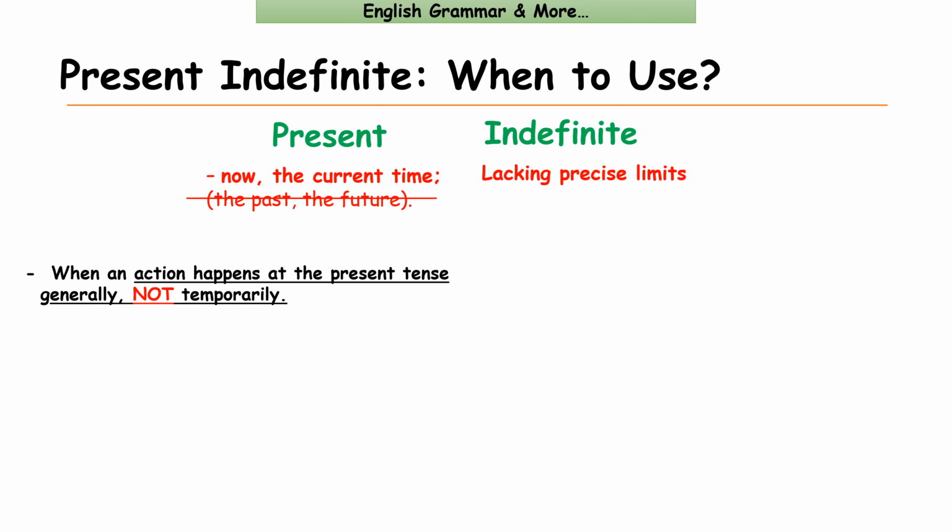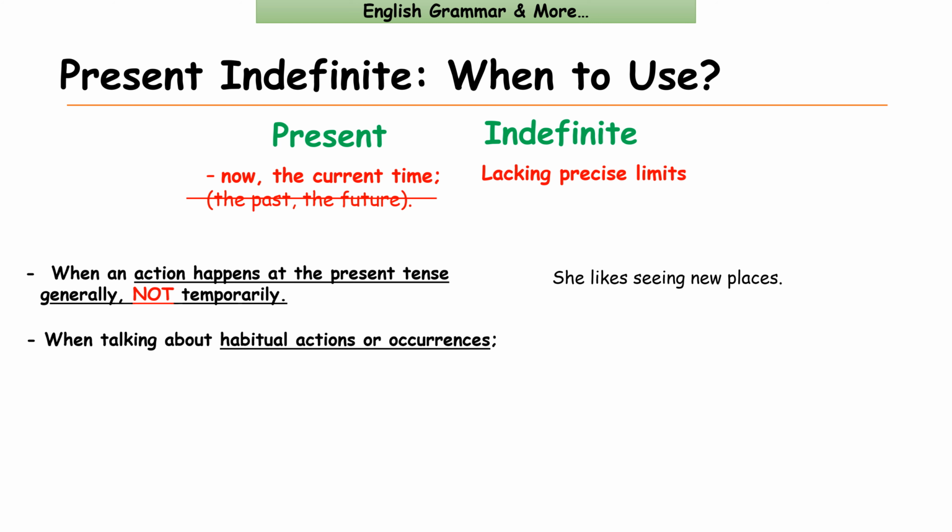When an action happens at the present tense, generally, not temporarily. For example, she likes seeing new places. Or when talking about habitual actions or occurrences. For instance, she starts work at 9 a.m. every day.